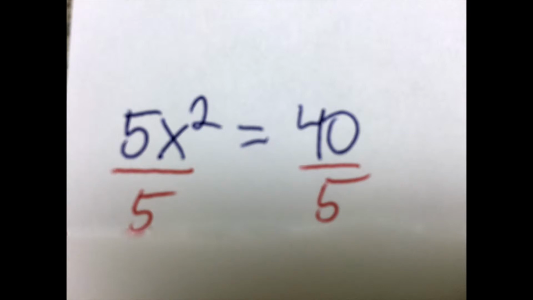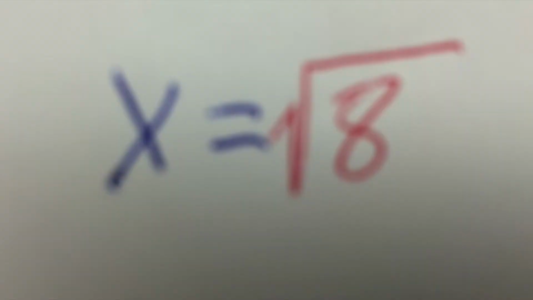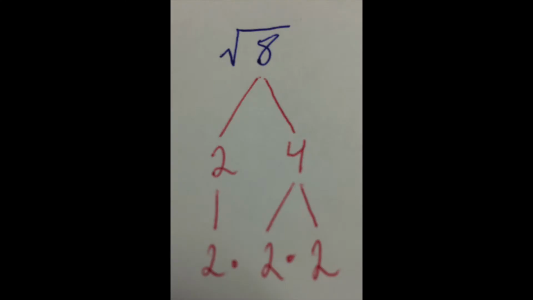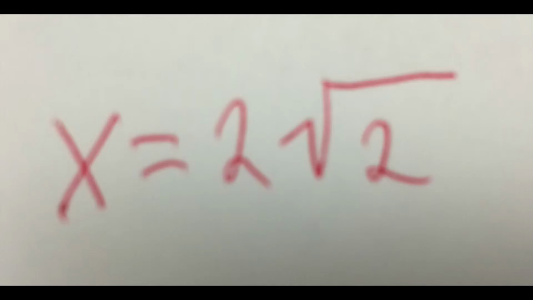Now you would take 5x squared equals 40 and divide both sides by 5. That would be x squared equals 8. Then you would square root both sides to get x equals square root 8. Then you would factor square root 8, and that would be 2 and a 4, and then 2 times 2 times 2, which would get you to x equals 2 square root 2.